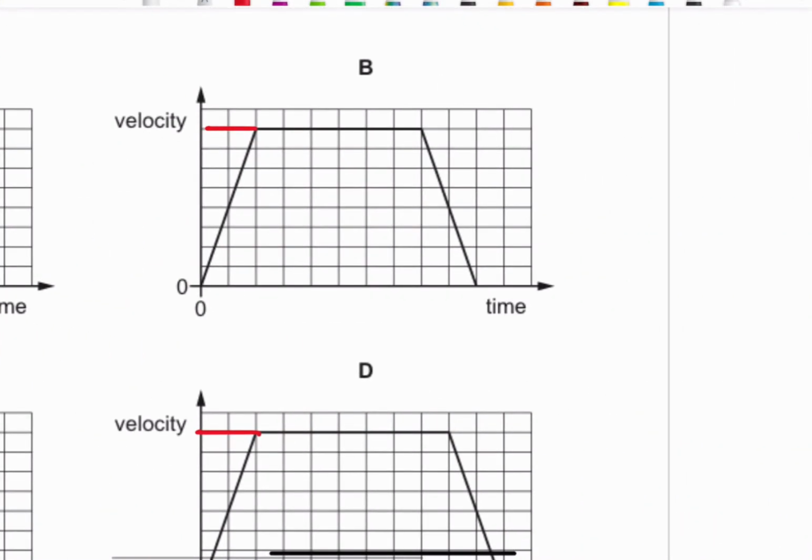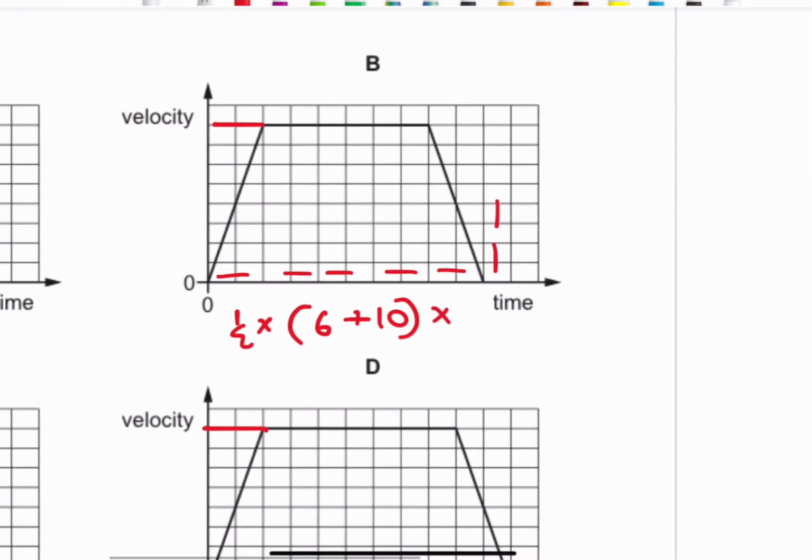If we move on to B, it's 1/2, the value of A, 2, 4, 6, that's actually 6, plus 10, multiplied by the height, which is 2, 4, 6, 8, multiplied by 8. That's 1/2 multiplied by 16, multiplied by 8, which is going to be 64 meters. So the answer is going to be B.